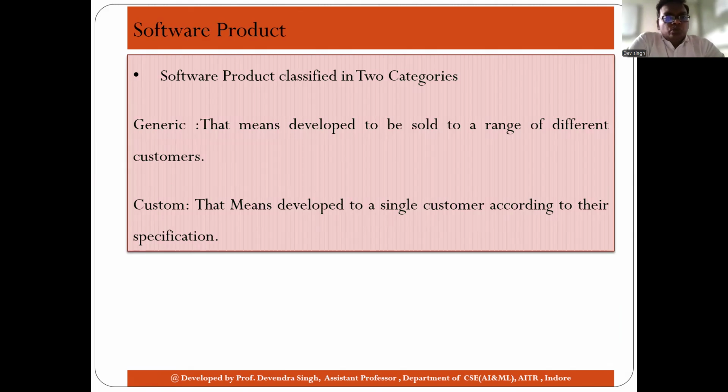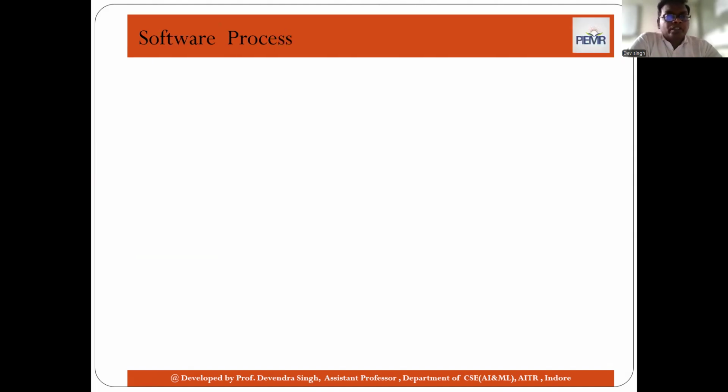Software products are classified in two categories. The first is generic, which means developed to be sold to a range of different customers. The second is customized, which means developed for a single customer according to their specification. Generic application software examples are hospital management, library management, and bank management. Customized software is developed for a particular customer, such as portfolio management or balance management.